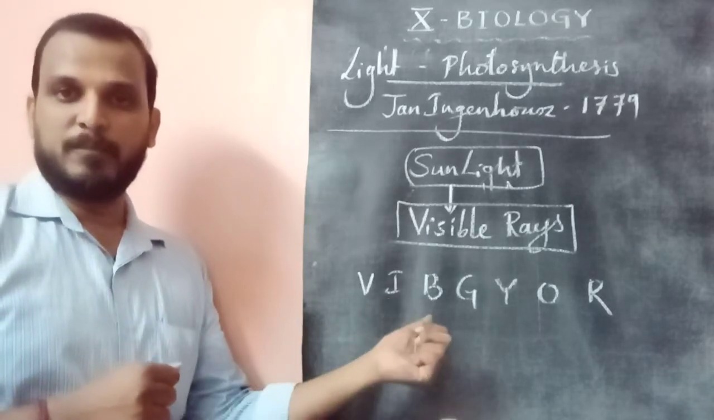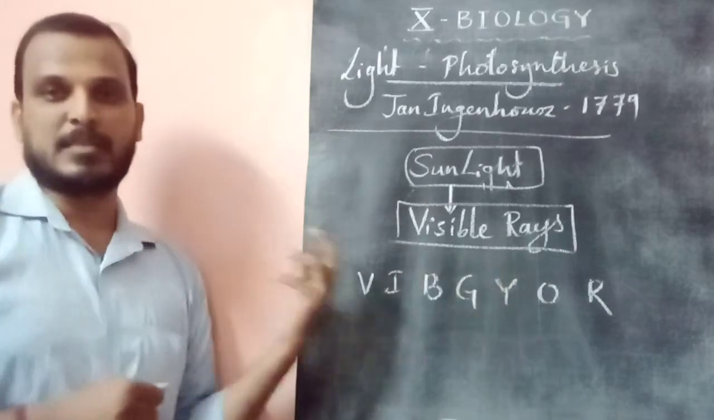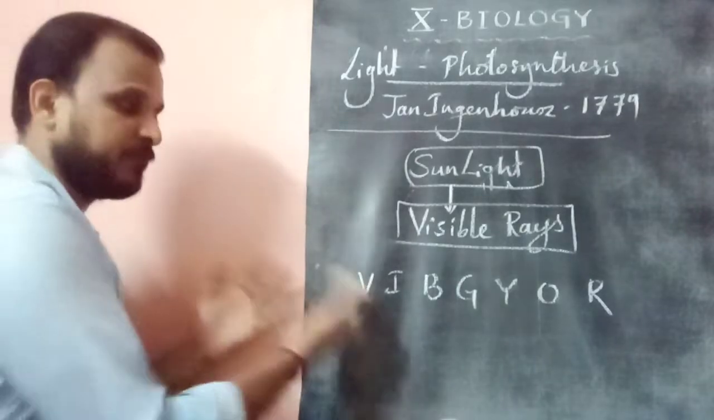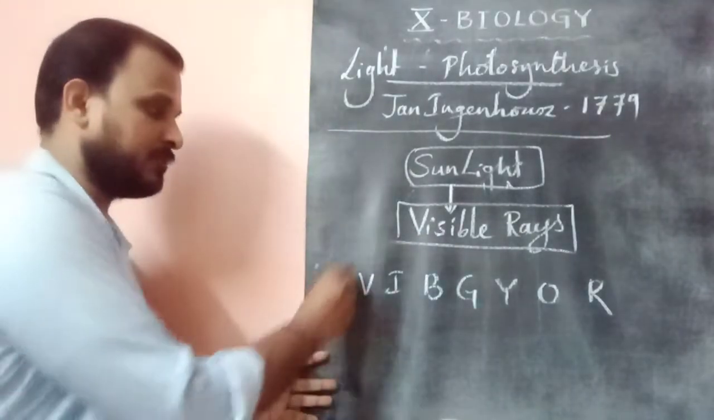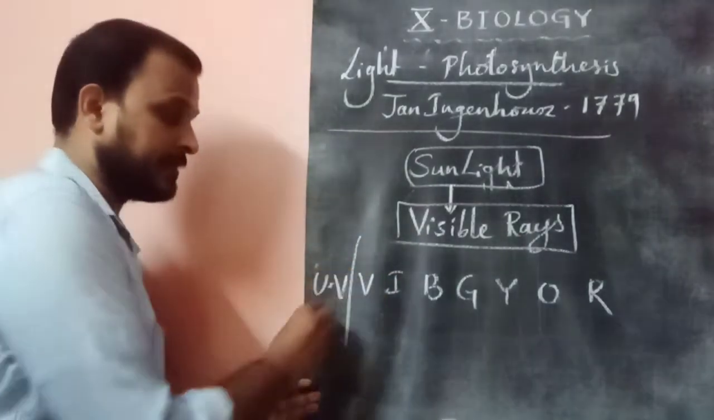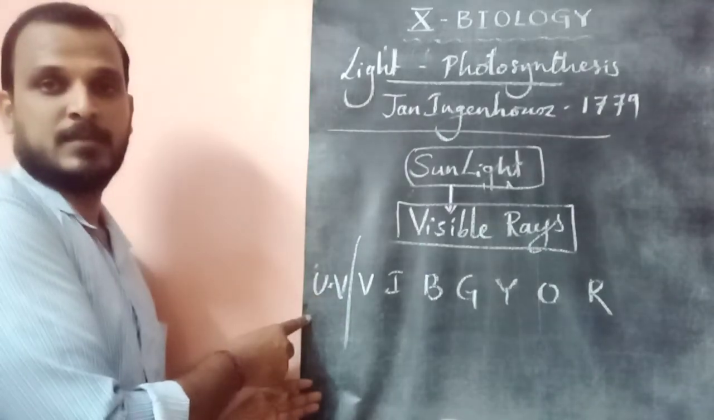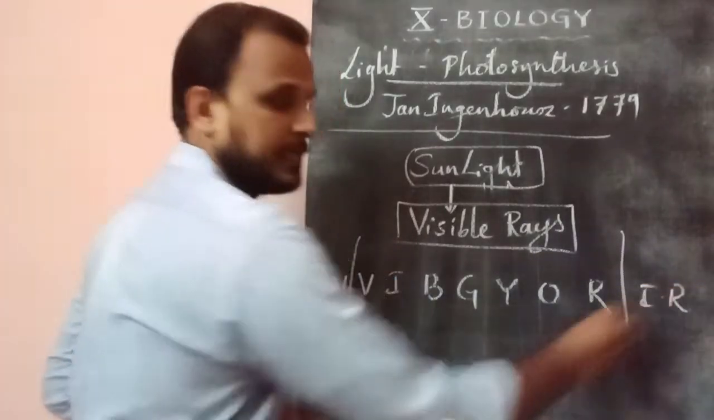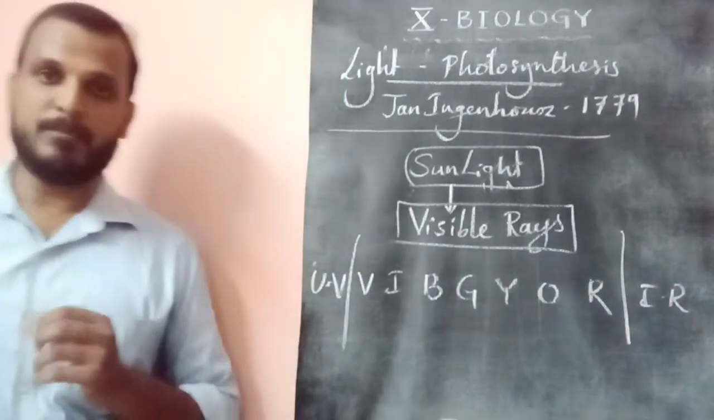Violet, indigo, blue, green, yellow, orange. It starts from violet shade, slowly turns into red. So before violet rays, which rays are there? Ultraviolet rays are there, harmful, invisible rays. After red rays, what are there? Infrared rays are there. Those are also invisible rays, but with less energy.